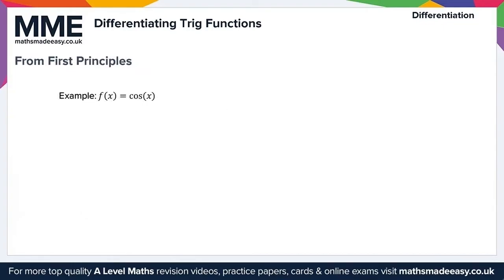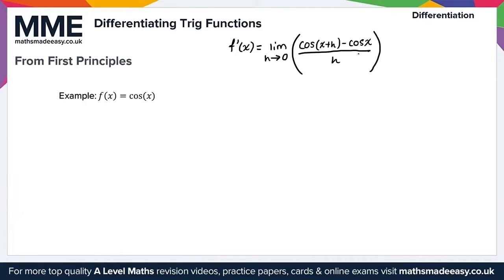And finally, let's take a look at this example here, where we're differentiating trig functions using first principles. So we start with f of x equals cos x. If we want to differentiate this, this would simply be f prime of x. Using first principles, remember, we take the limit as h tends to 0. In this case, if our function is cos x, that's going to be cos of x plus h minus cos x, and this is all divided by h.